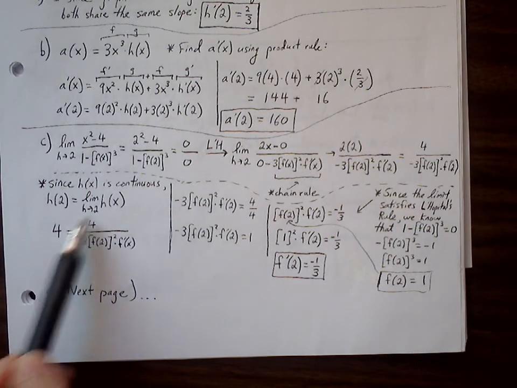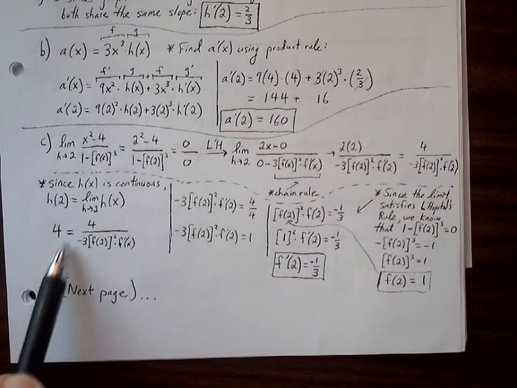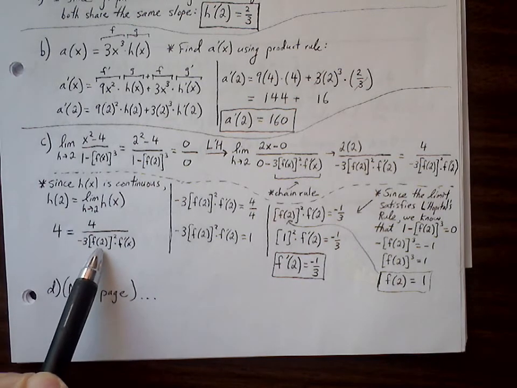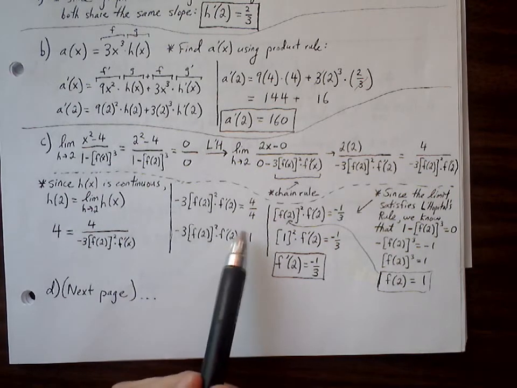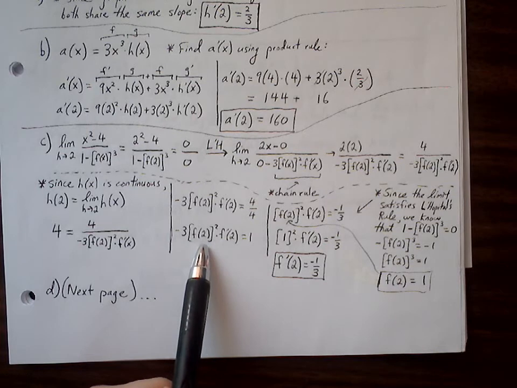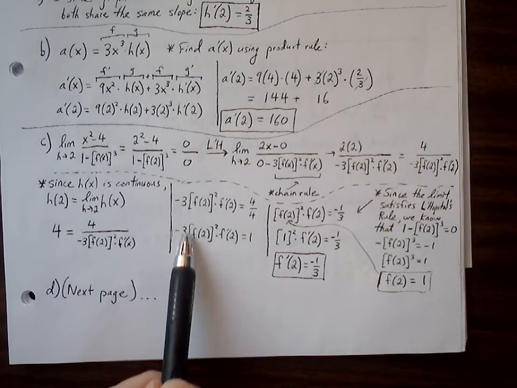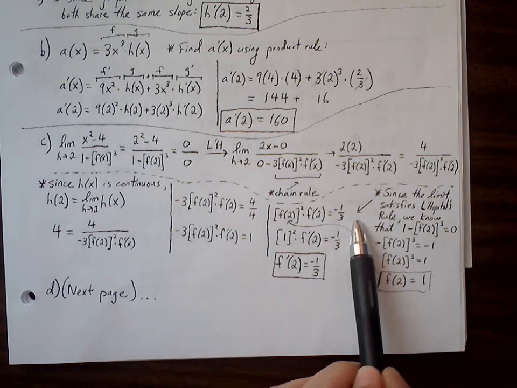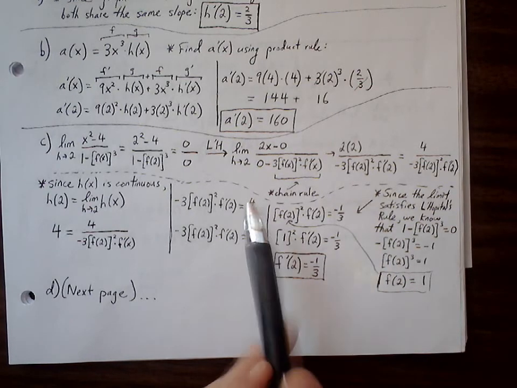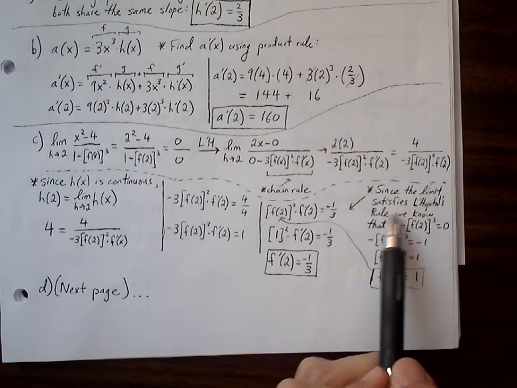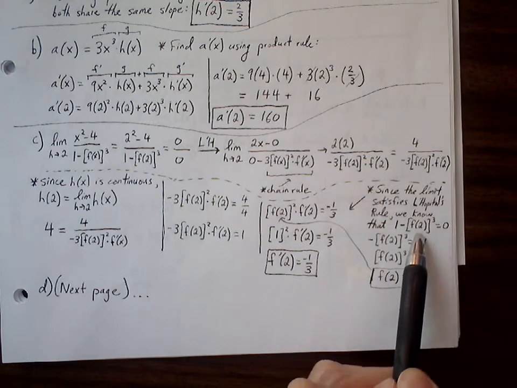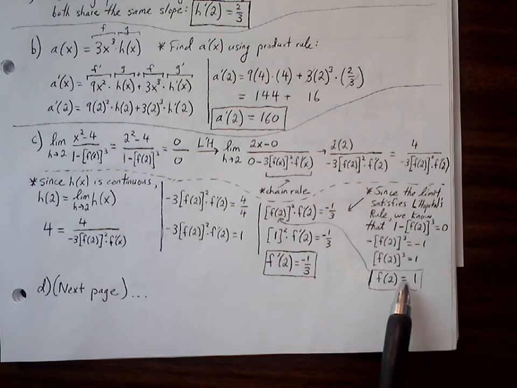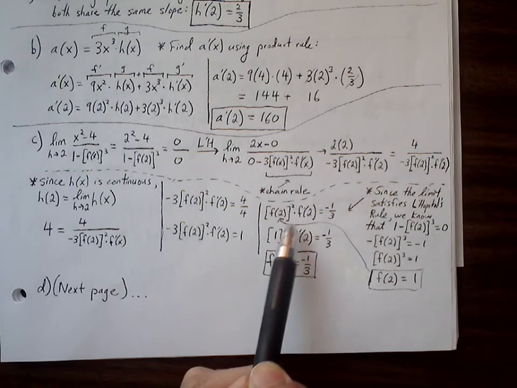If I cross multiply here, I get 4 over 4 is equal to negative 3 f of 2 squared f prime. 4 over 4 is just equal to 1, and we're going to continue cleaning this up. So divide both sides by negative 3, and we get negative 1/3. Now for f of 2, since the limit satisfies L'Hopital's rule, we know that 1 minus f of 2 cubed must be equal to 0. So f of 2 cubed must be equal to 1, so f of 2 must be equal to 1.